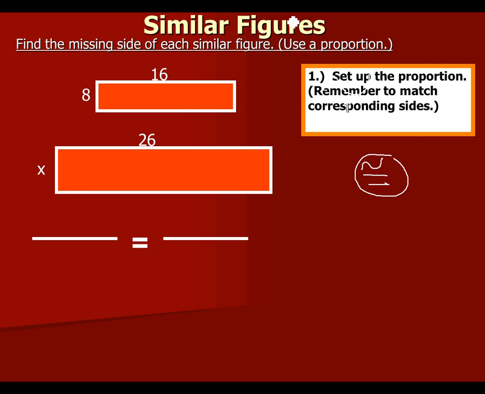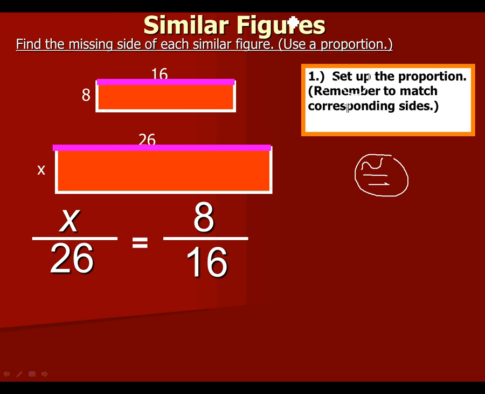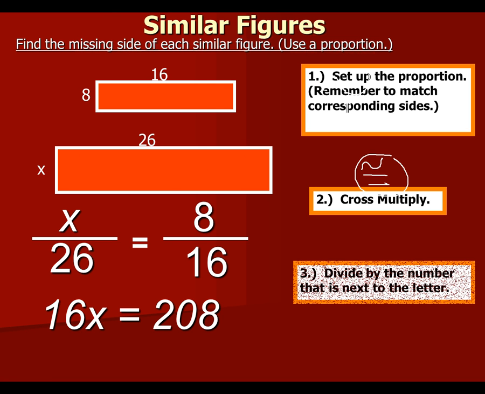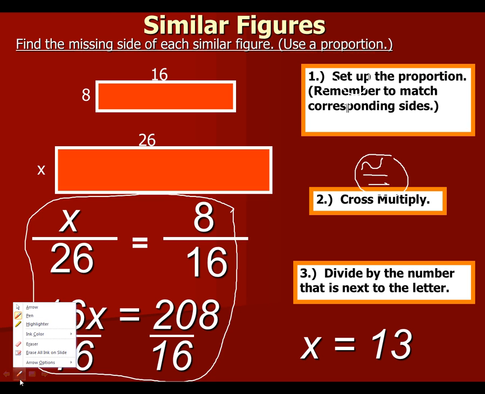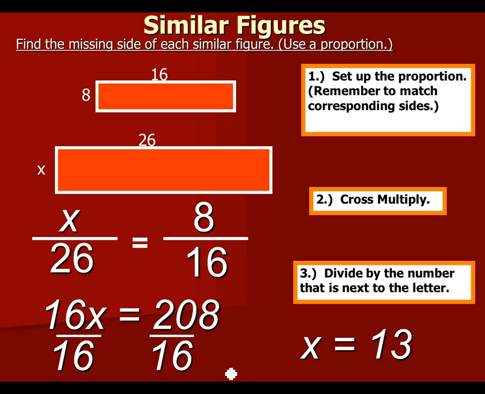So we're going to set up our ratios to equal a proportion, and this is pretty simple. X corresponds with 8, and 26 corresponds with 16. Go ahead and cross multiply. 16x equals 208. Divide by 16, and you should get 13. I know I went through that kind of quickly, but I'm assuming you know the math behind solving a proportion by now. If you're not getting it, let me know in class, and we'll help you out.